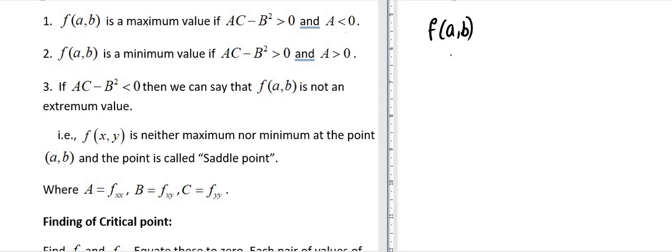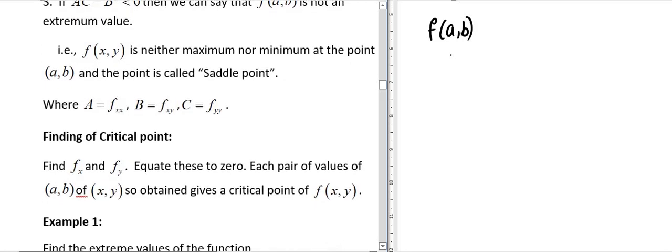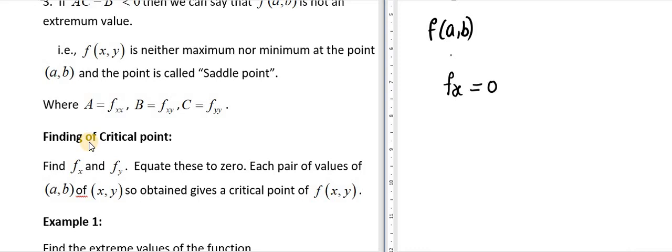Now we are going to find critical points. How to find critical points? Observe, find first order partial derivative with respect to x, equate that to 0. Again find out fy, equate that equal to 0. From these two equations, we are going to find out critical points. That is, by solving these two equations, we are going to get critical points.